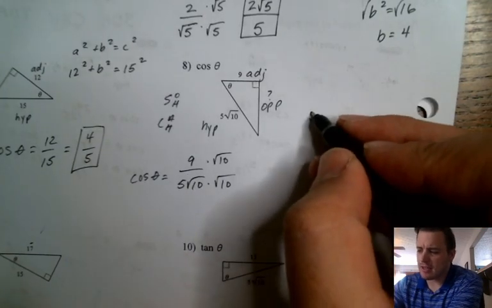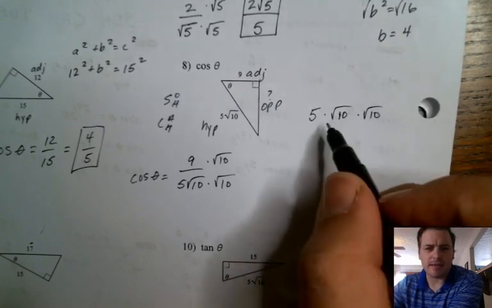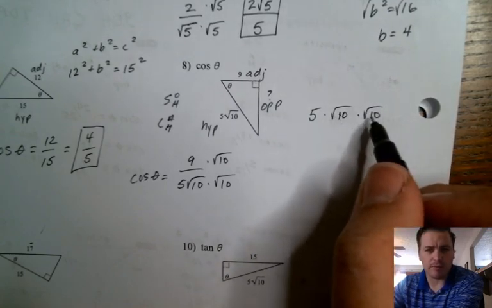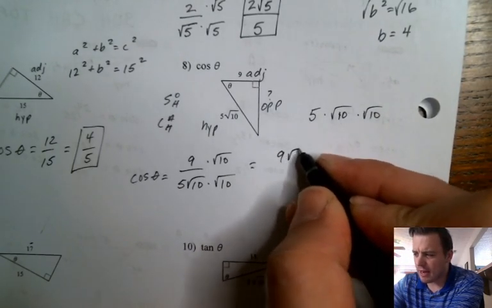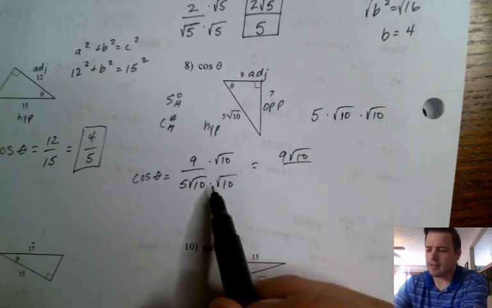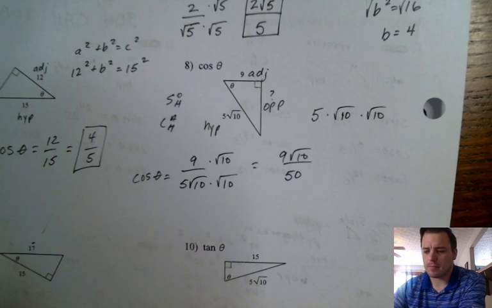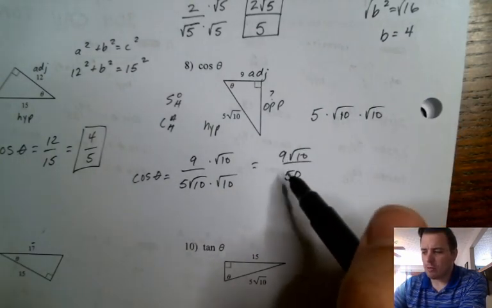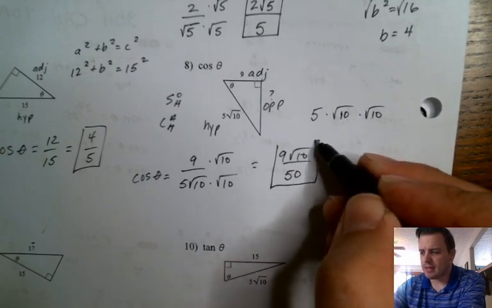Because keep in mind, the bottom looks like 5 times radical 10 times radical 10. And it doesn't matter which way you multiply, right? So you can multiply just those two first. On the top, I have 9 radical 10. And on the bottom, radical 10 times radical 10 is 10. But then 10 times 5 is 50. And I know 9 won't go into that. Nothing else will go into that. So guys, that right there would be my final answer.